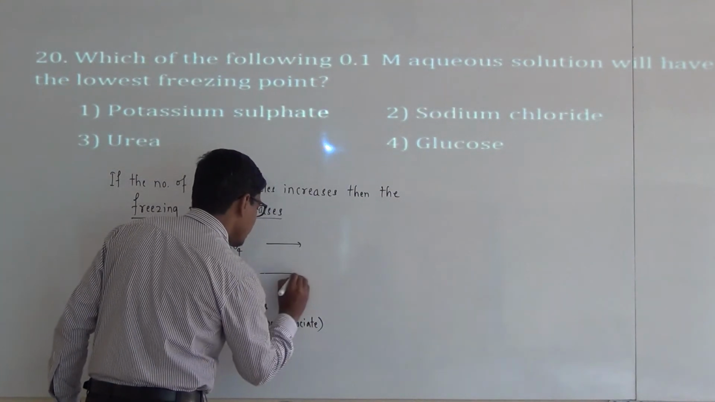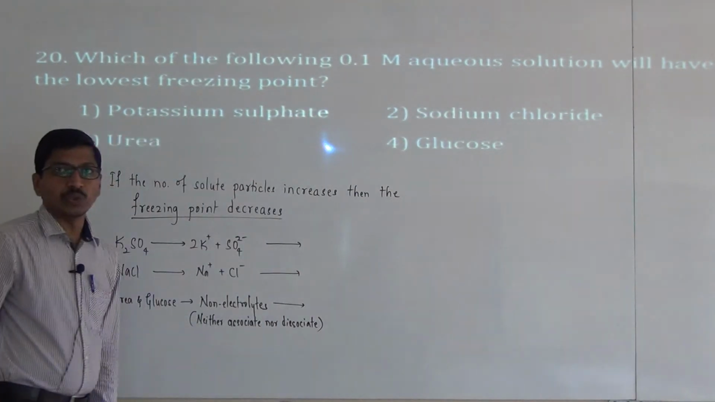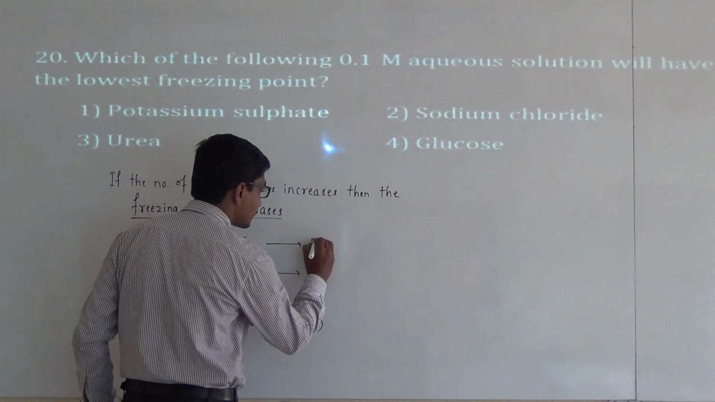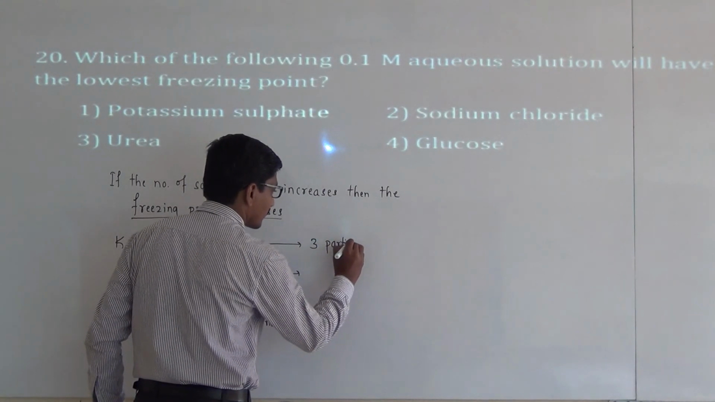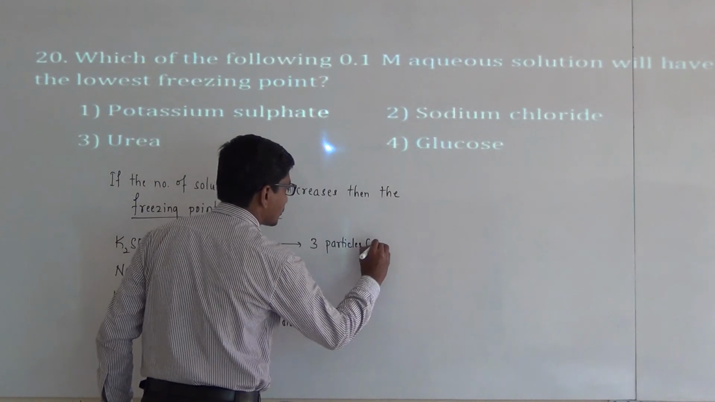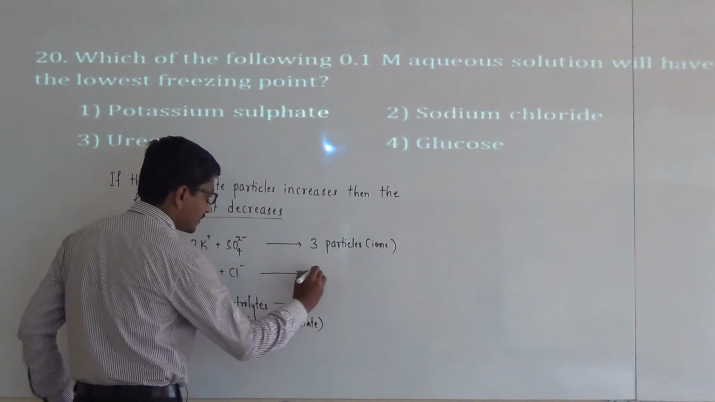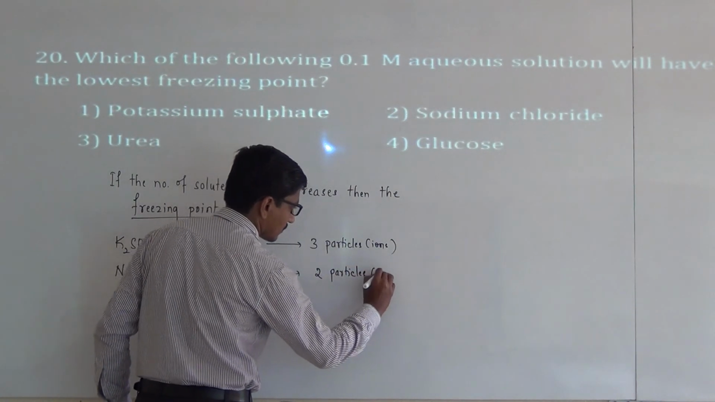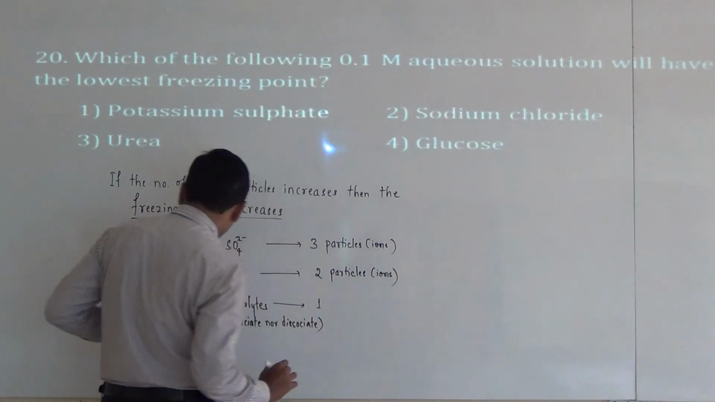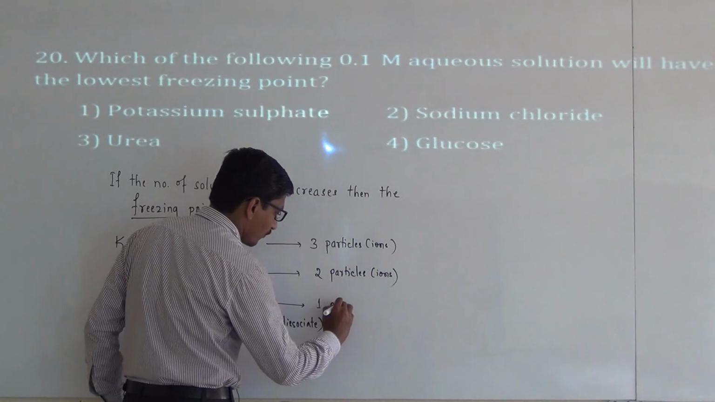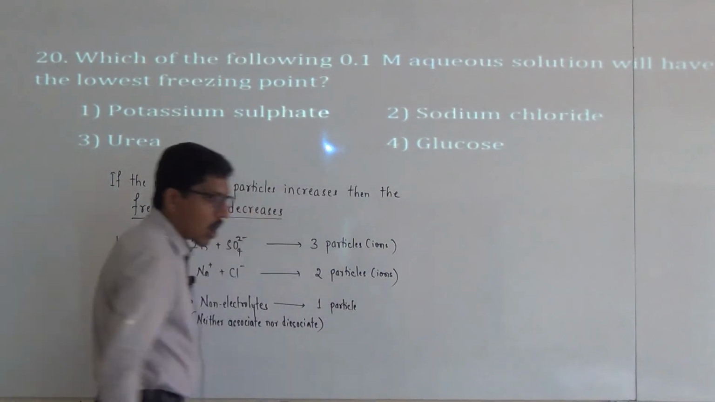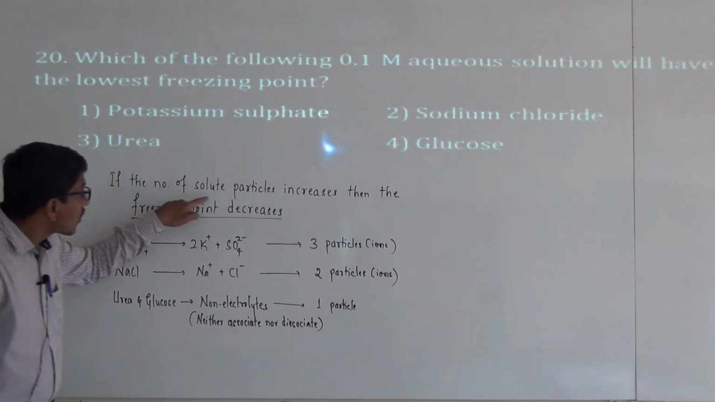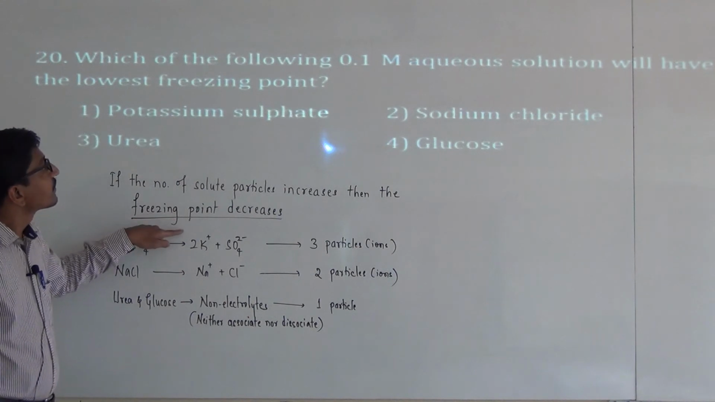And the number of solute particles in K2SO4 in aqueous solution is 3 particles or ions. In NaCl, 2 particles or ions, and in glucose and urea only 1 particle, because these are non-electrolytes. And from the above statement, if the number of solute particles increases, freezing point decreases.